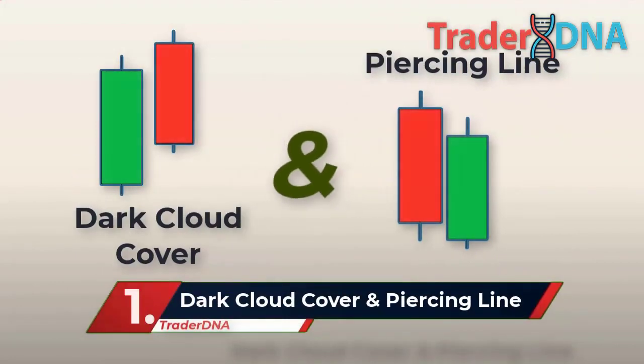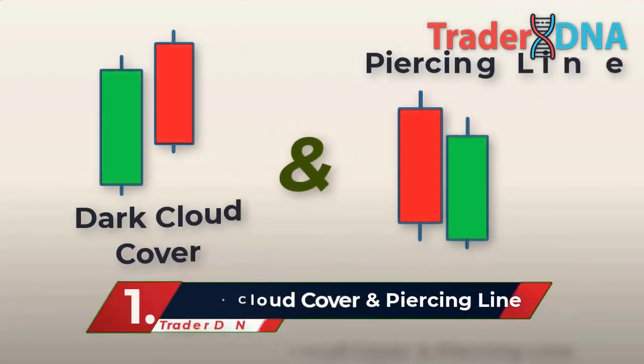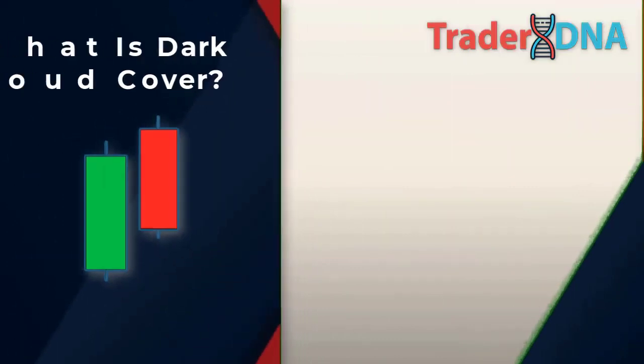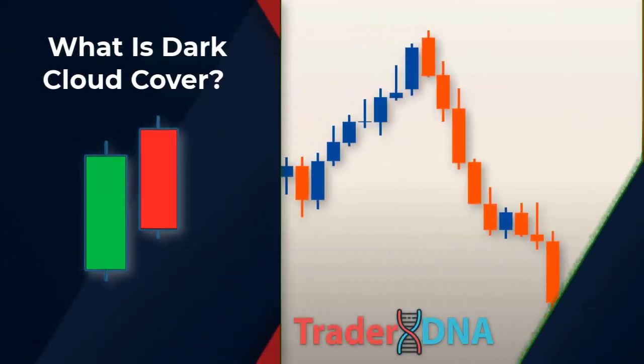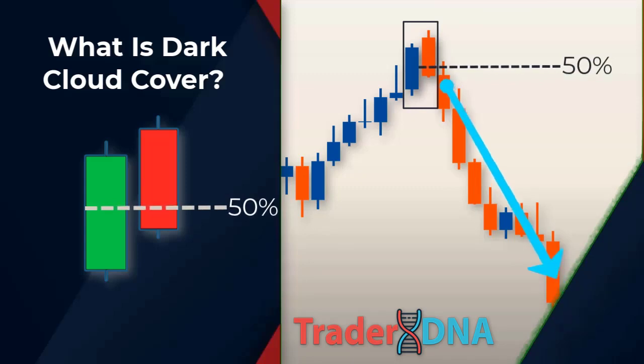First, dark cloud cover and piercing line. The dark cloud cover. What is dark cloud cover? The dark cloud cover pattern is a candlestick pattern that signals a potential reversal to the downside. It appears at the top of an uptrend and involves a large bullish candle, followed by a bearish candle that creates a new high before closing lower than the midway point of the previous bullish candle.